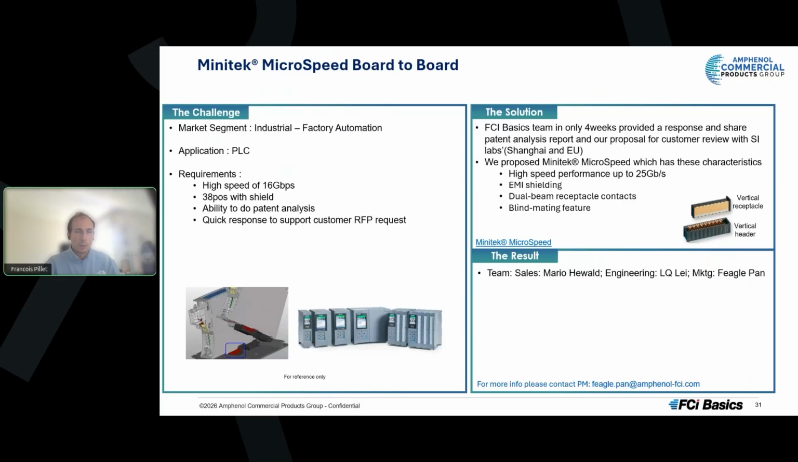The final success story highlights the engineering support that we can deliver to support our customers. In this case, Amphenol FCI Basics had to carry out and share a patent analysis within 4 weeks to meet the customer's deadline. Thanks to our strong partnership with Signal Integrity Laboratories, our engineering team was able to prove that our concept could meet the higher high-speed requirements from the customer, up to 16 gigabytes per second. To achieve this, the engineering team also worked on a new shielded design to release and tool it.